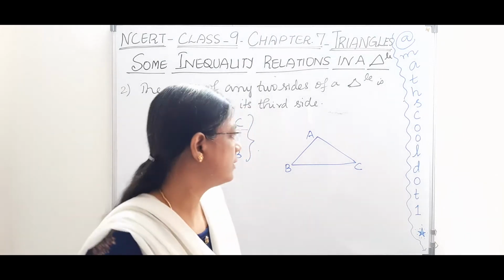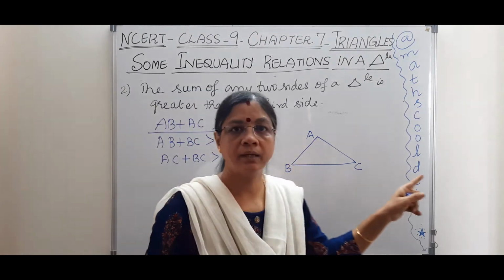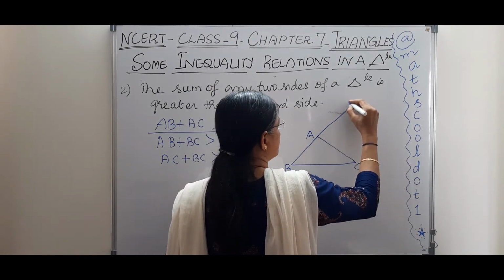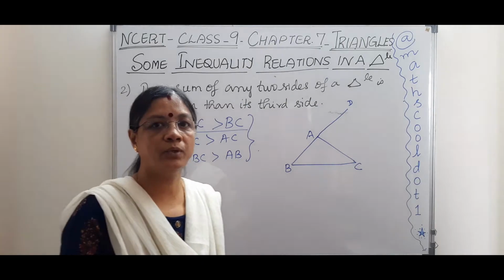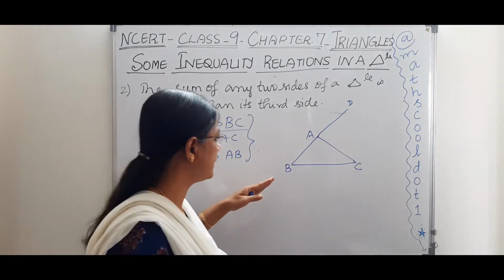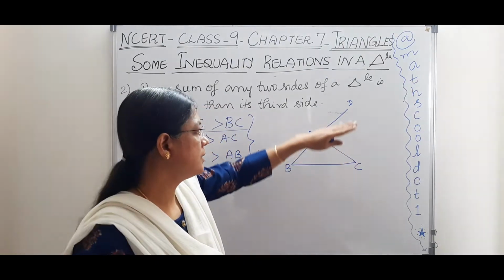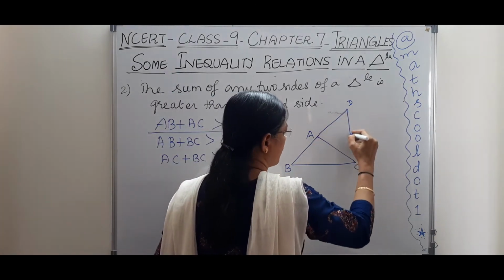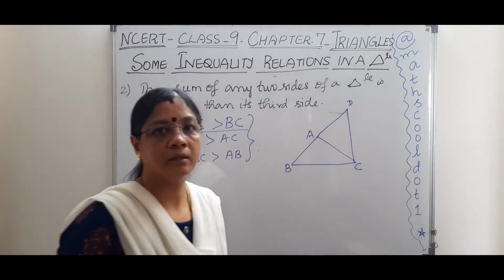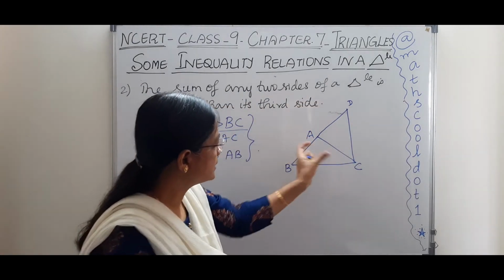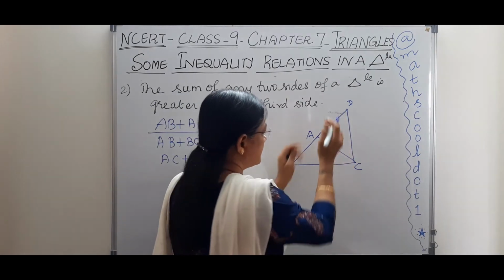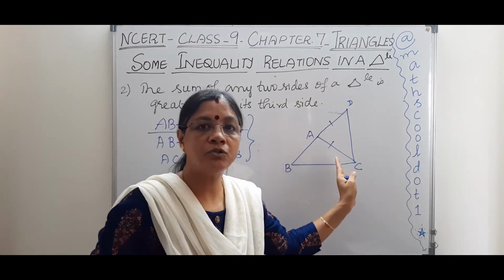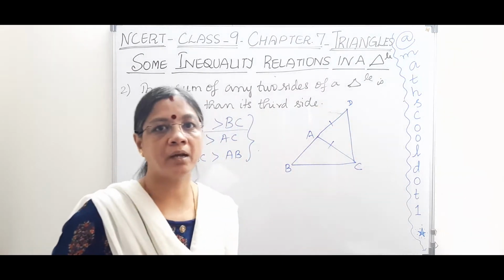And try to prove the inequality relation. So now in the triangle ABC, I am extending AB to D. Likewise, what we did in the previous problem, I am extending AB to D such that AD is equal to AC. Now here AD is equal to AC. Join this DC. What do we have? AD is equal to AC. So let us consider this part of the triangle.